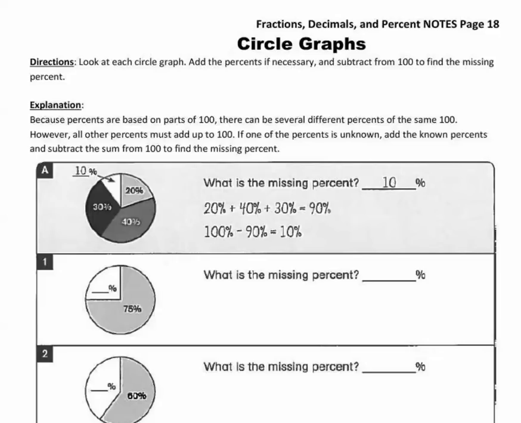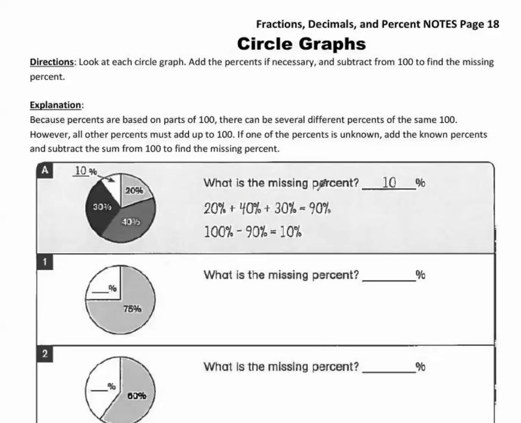If one of the percents is unknown, add the known percents and subtract the sum from 100 to find the missing percent. So in a circle graph, it is a 100% circle. So we know that percents are out of 100. So we can look at the pieces that we know and subtract from 100 to find the pieces that we don't know.